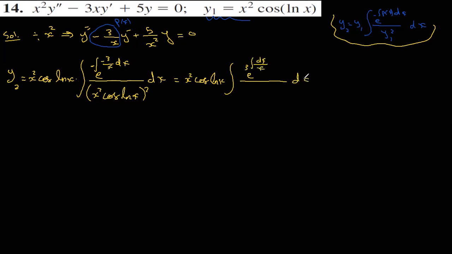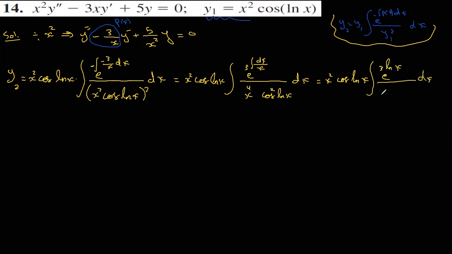And here dx, and in the denominator I can write x to the power 4 cosine squared ln x, because you have it squared here. What about the integral up top? It's going to be e to the power of 3 ln x.